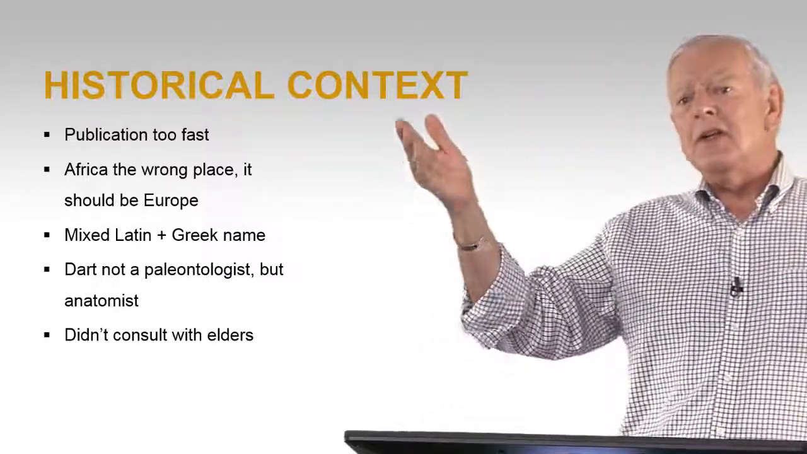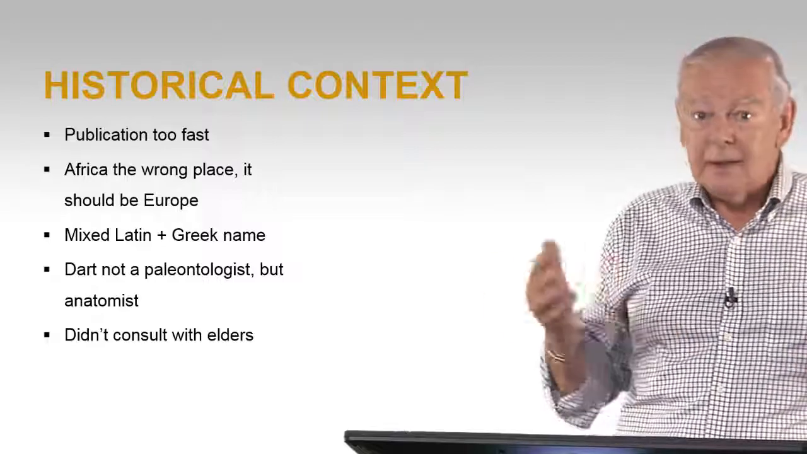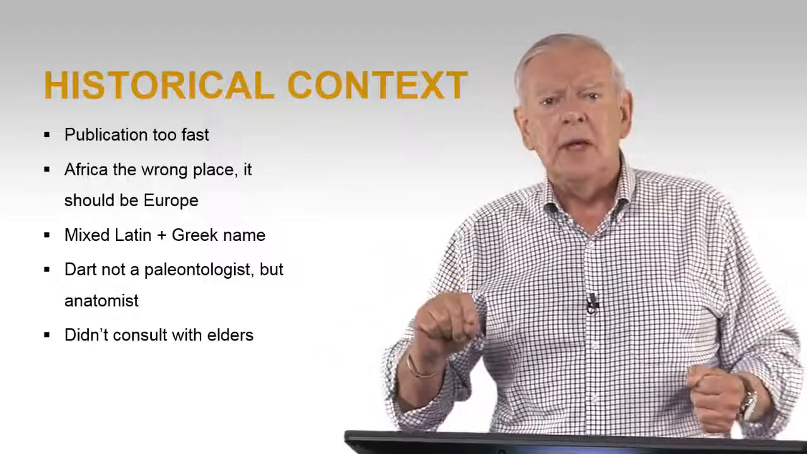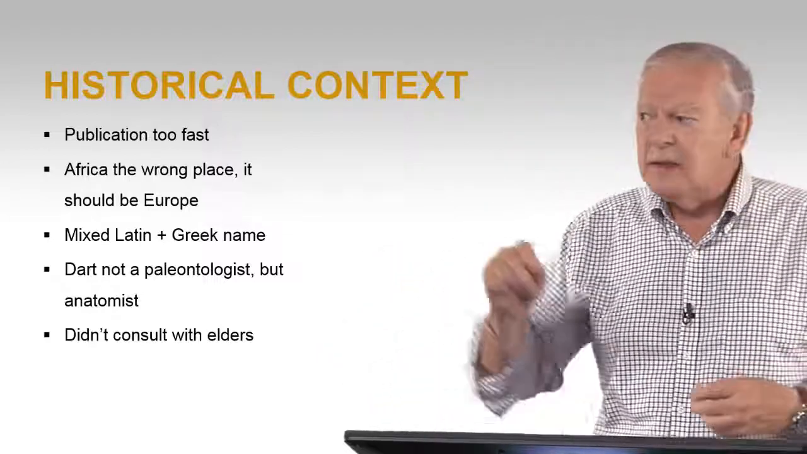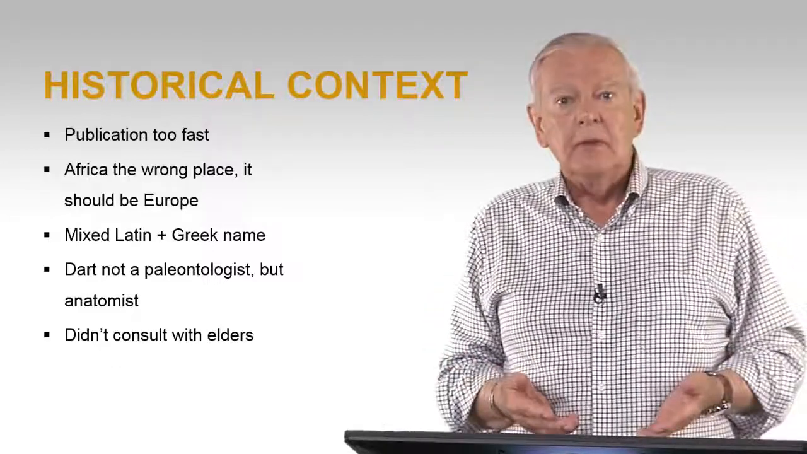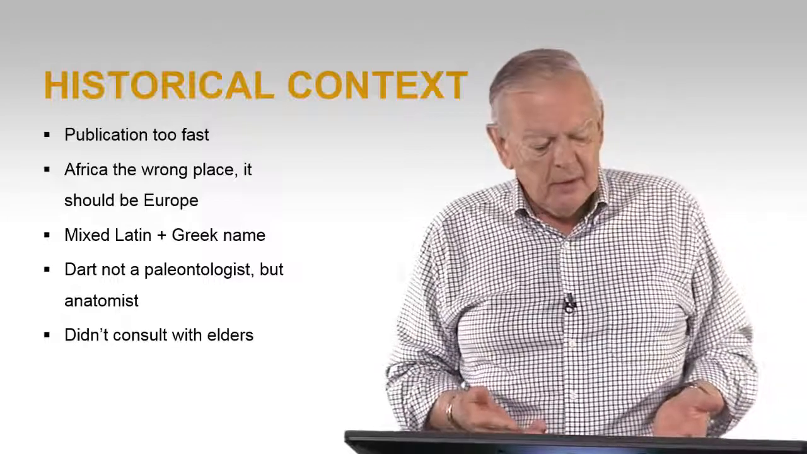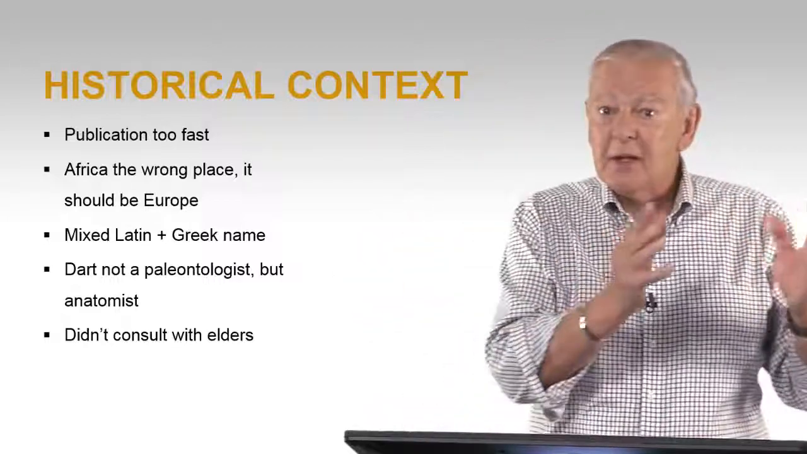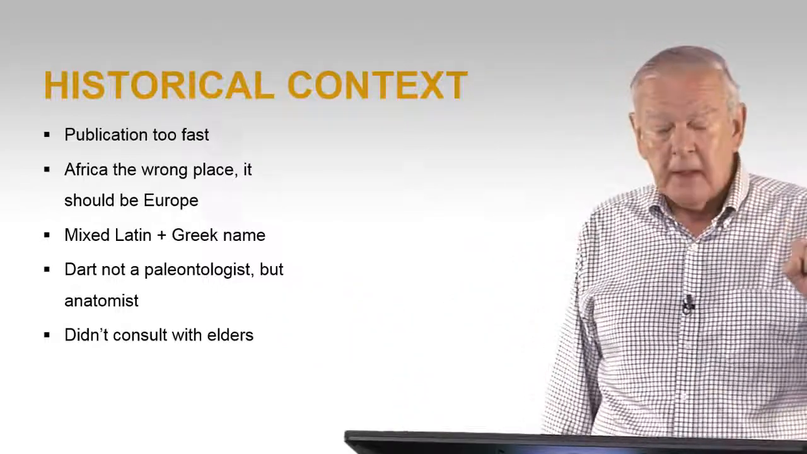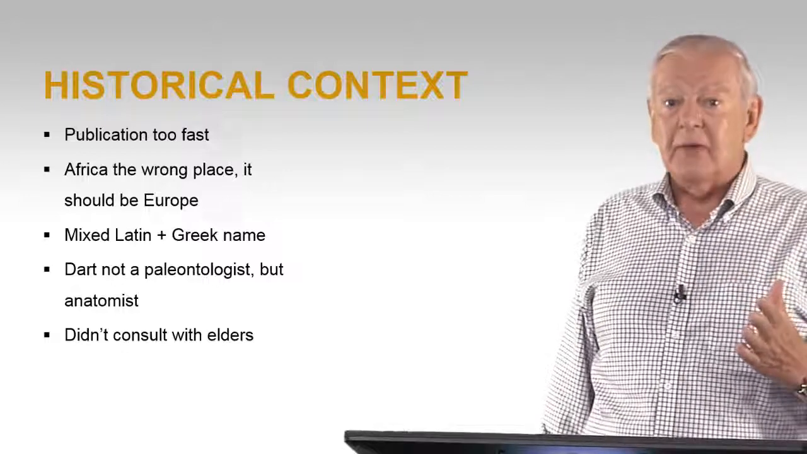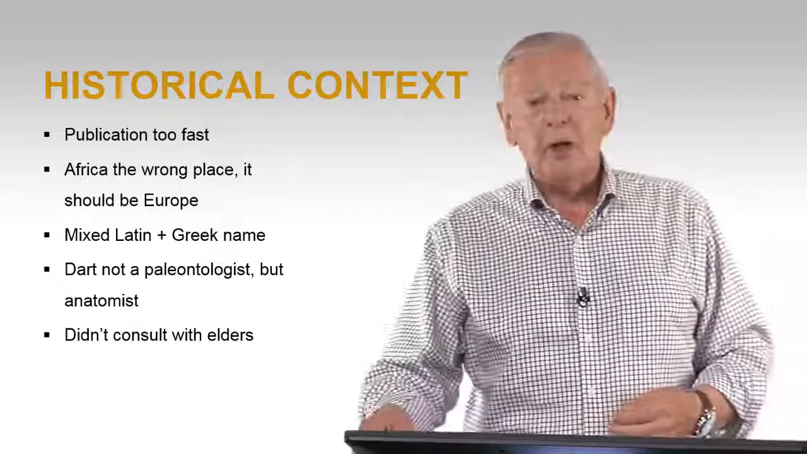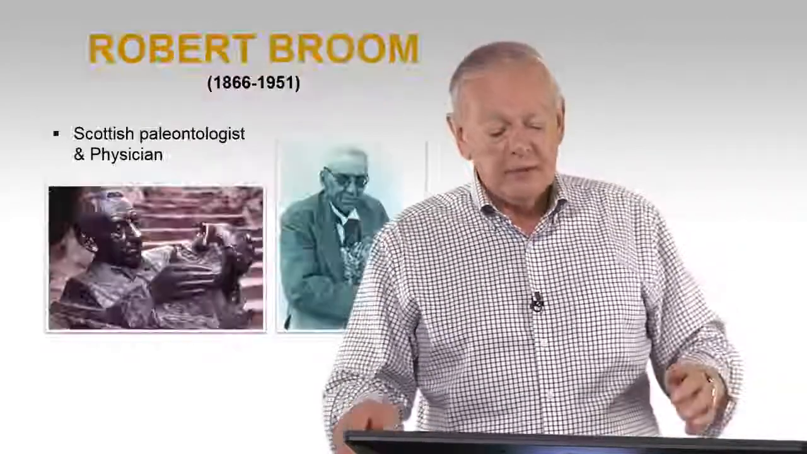He mixed his Latin and his Greek. Good heavens. Well, he did it correctly, so they couldn't really take that away from him, but they thought it should all be in Latin, not part Latin and part Greek. And he wasn't a paleontologist, he was an anatomist. So what does he know about fossils? Well, you know, the present is the key to the past. If you're not a good anatomist, you're not going to be able to understand the fossils. And of course, the biggest mistake at that time was he didn't consult with his elders and get their opinions. Dart went off on his own and published the Taung Child.